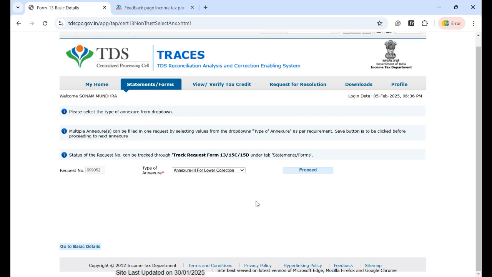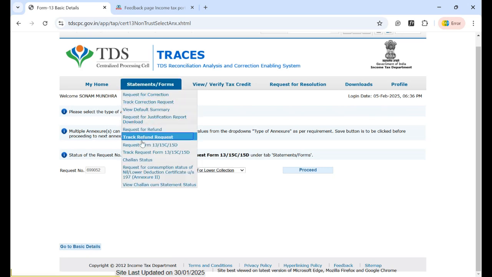That is the process. From this screen, I'm not able to show you how to make this application because it is a real-time website. It is not possible for me to generate this form right now. I believe you get a bird's-eye view of where to file Form 13 to get a lower TDS or nil TDS certificate.